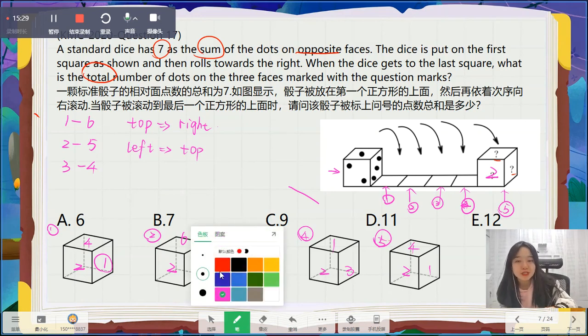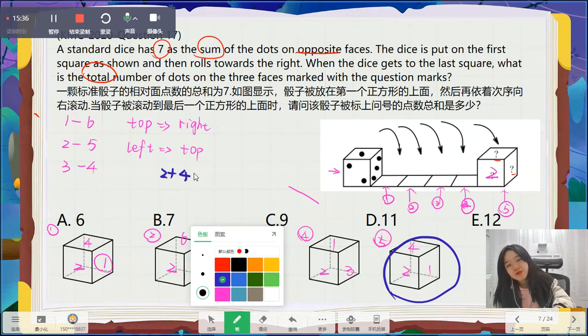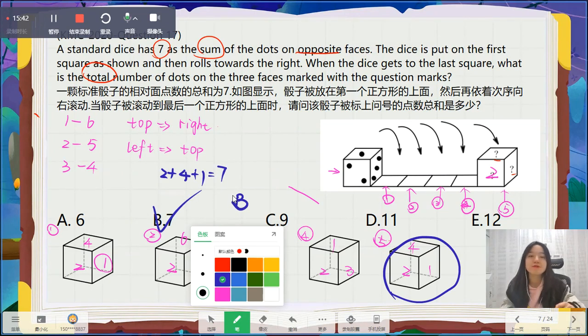And finally, we just need to add all the 3 numbers in the last shape together. We can get 2 plus 4 plus 1 equals 7. So, in this question, B is our correct answer.